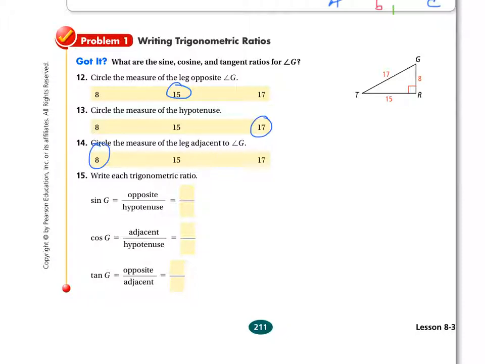All right, so sine, some old hippie, right? Some old hippie. So opposite of G is 15, and the hypotenuse is 17, because this is our angle of reference right there. Cosine, adjacent to G is 8, hypotenuse is 17, and tangent of G, opposite is 15, adjacent is 8. How did you do? Good, bad, ugly? Okay, all right. So let's look at the next page.